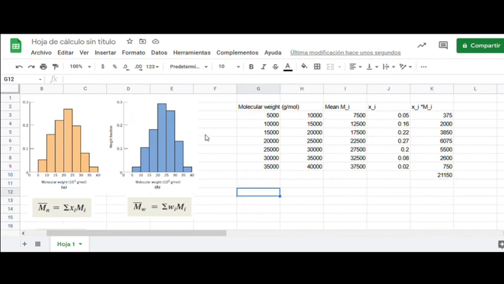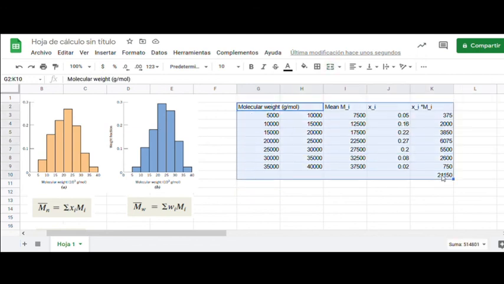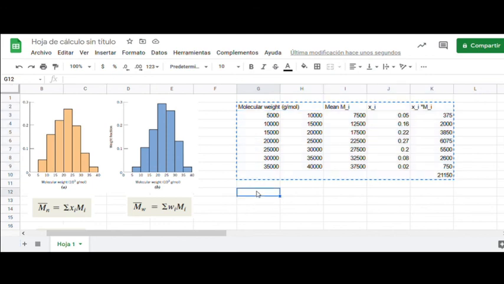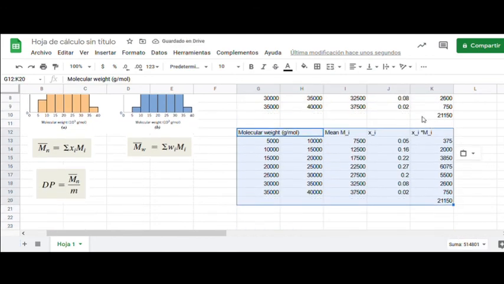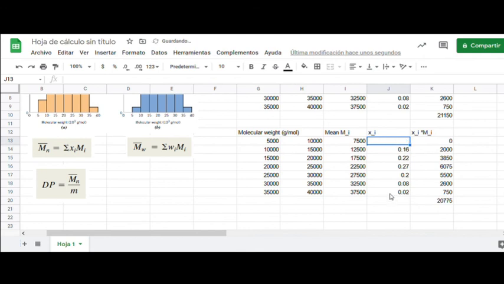And so we can do the same thing for the weight fraction. It's the same table, just these values change. And here is the result.